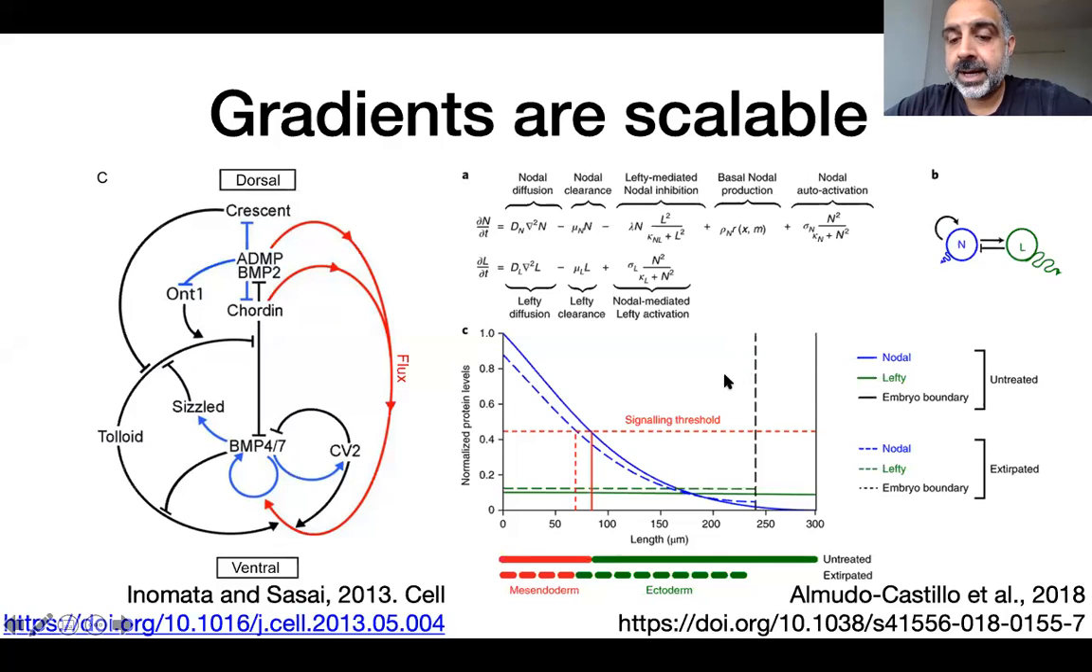What you're looking at here from this Almudo Castillo paper is left-right patterning, and left-right patterning is very similar. It uses this balance between two factors called nodal and lefty, which ensure that you have differences between left and right of the embryo. You can see these papers for more details.